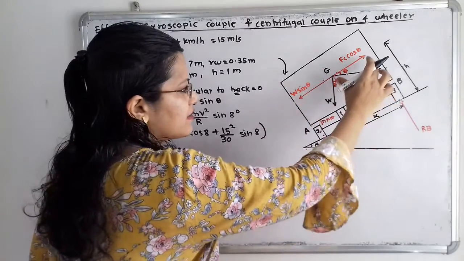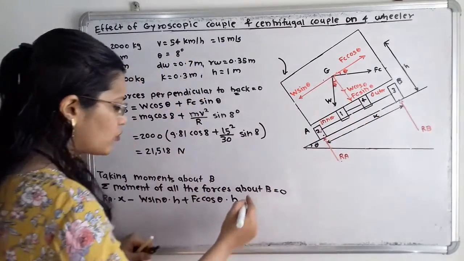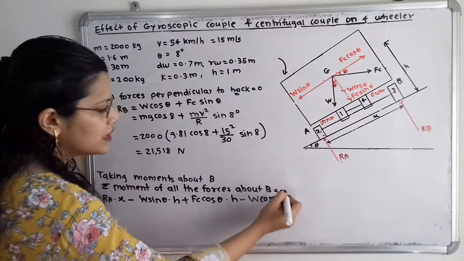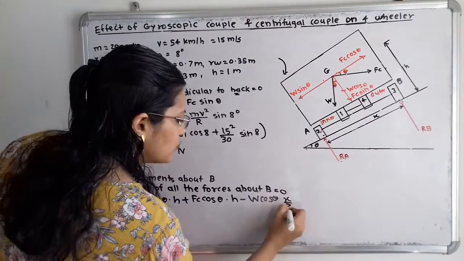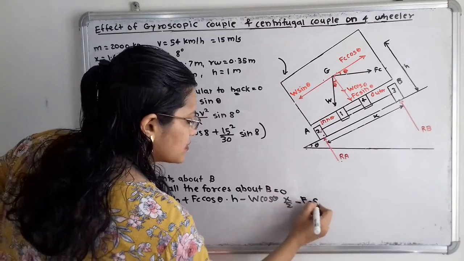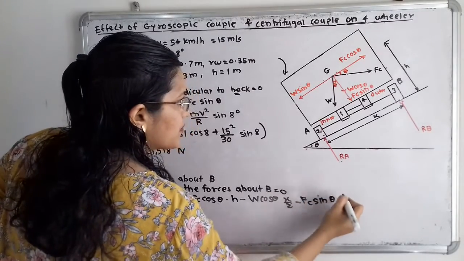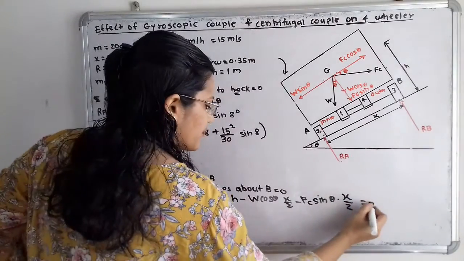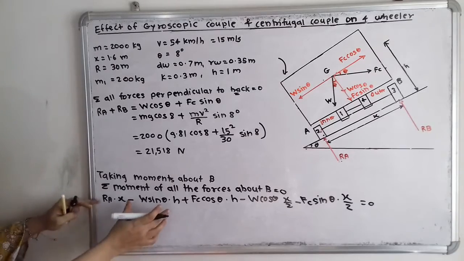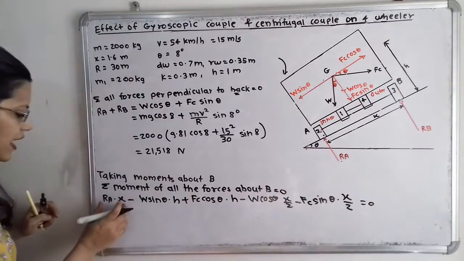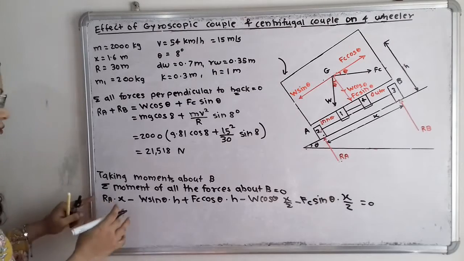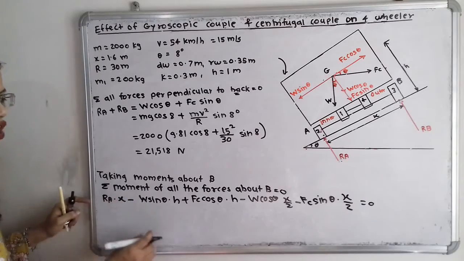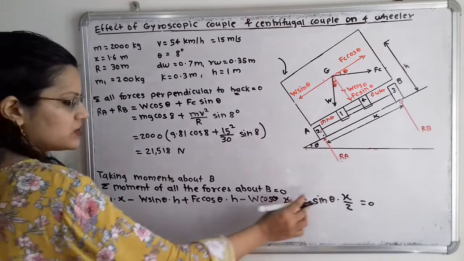So if I take here this distance, that is minus W cos theta into perpendicular distance x by 2, minus Fc sin of theta into perpendicular distance x by 2, which is equal to 0. So if we take all the forces on the right hand side and RA on the one side, then we will rewrite this equation. So how to write? I will take this x also on the right hand side, so it will divide each term with x.